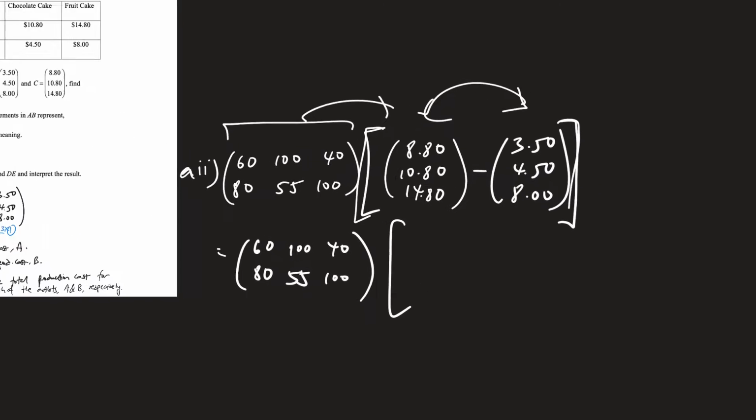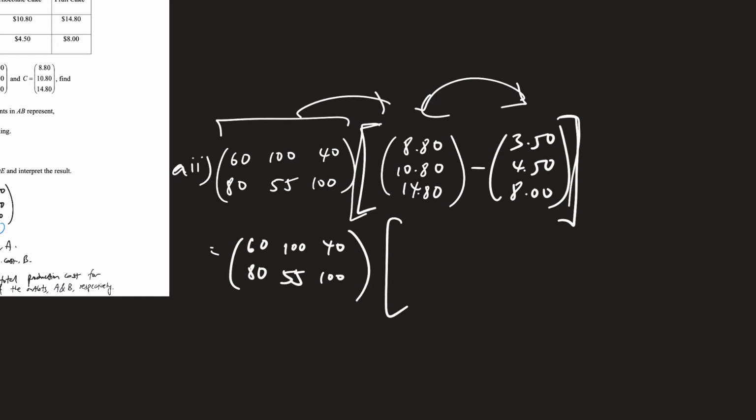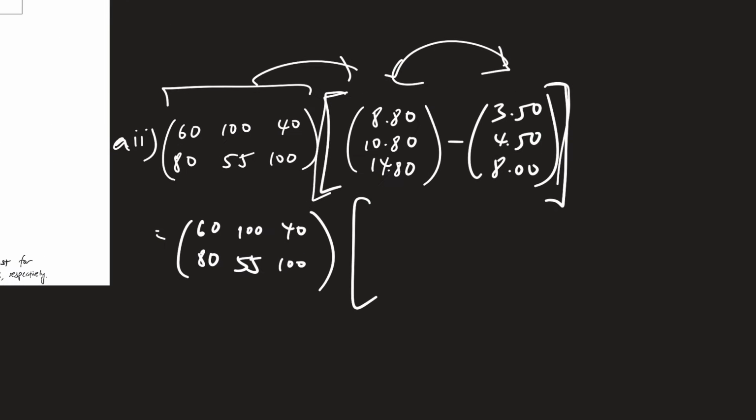Right, and here is subtraction of matrices, so no multiplication moving around. This one minus this one, and this minus this, minus this. Notice this is a 3 by 1, this is also a 3 by 1 matrix. That's the only way you can subtract. They have to be the same.